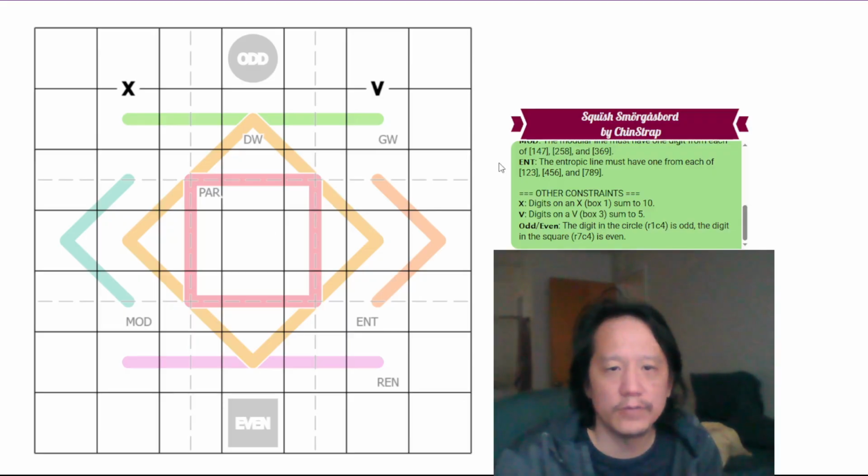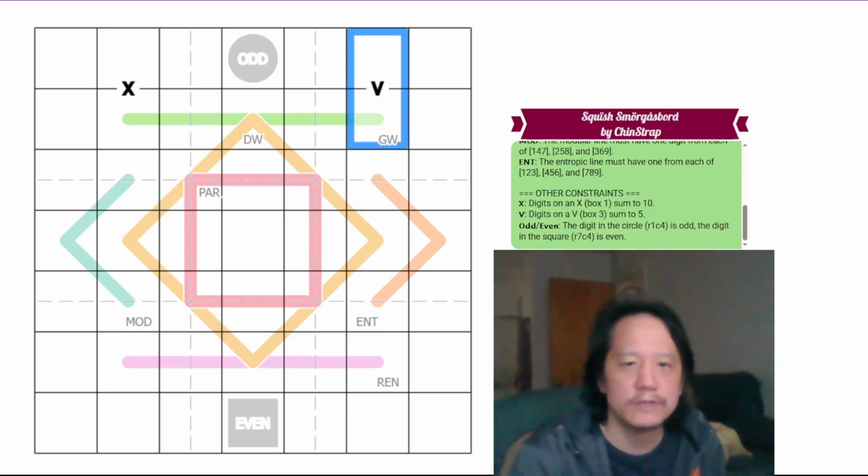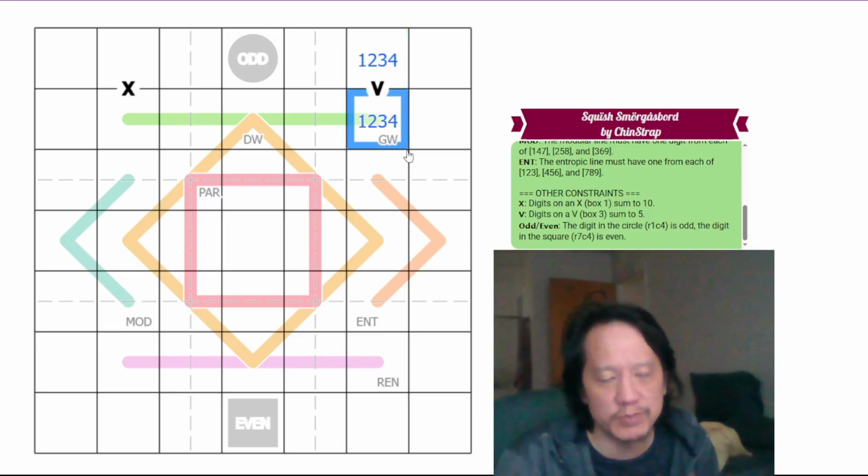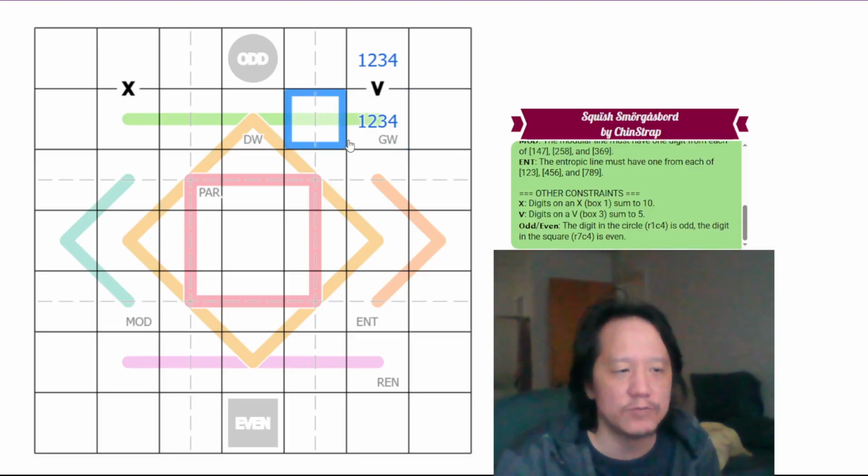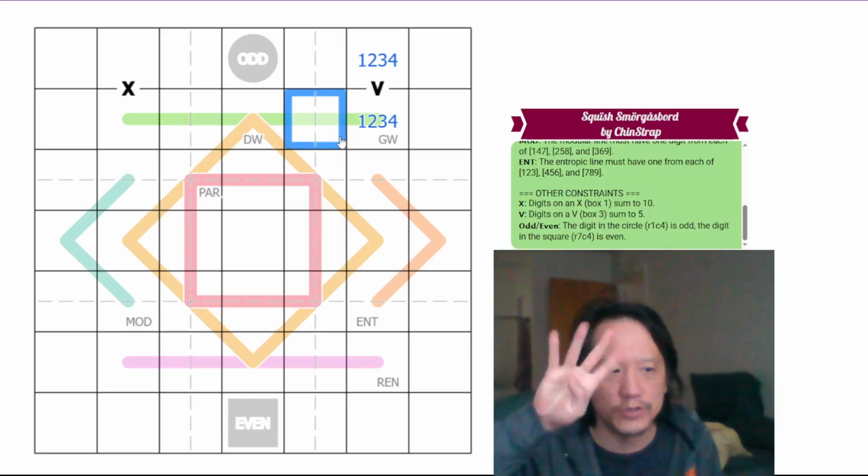Okay, to add up to 5, you'll have 1 through 4. So this must be 1 through 4. This must be a low digit then. And low digits are next to high digits on a Whisper 5 line. Because what digits can be next to 1 through 4?